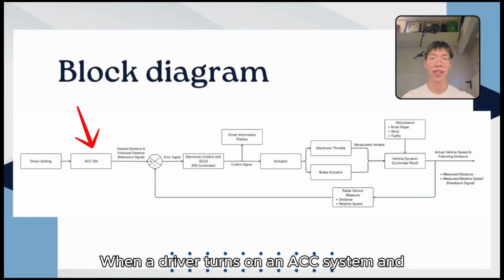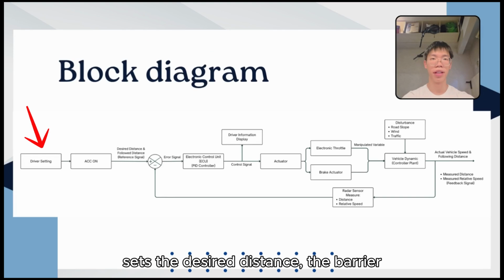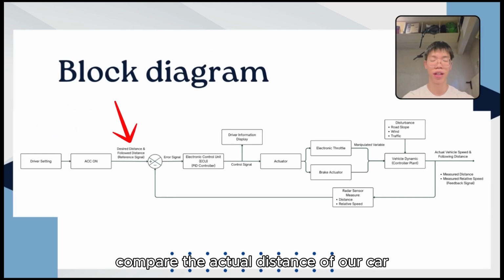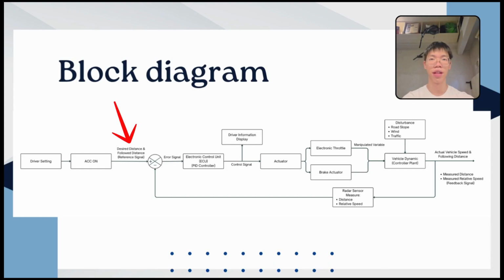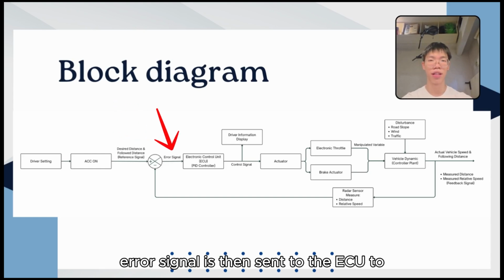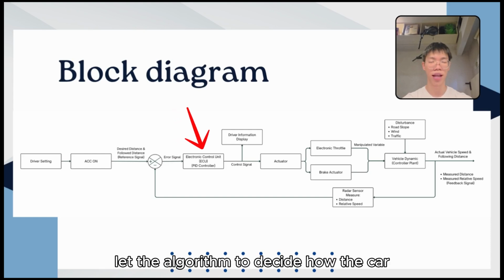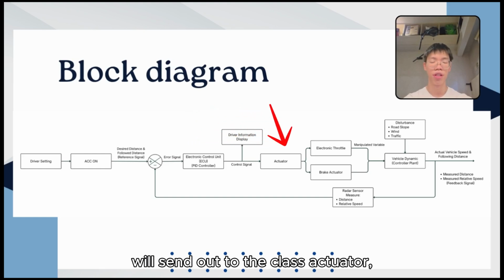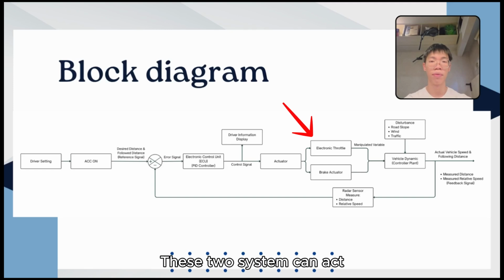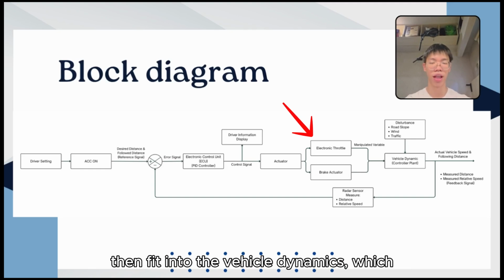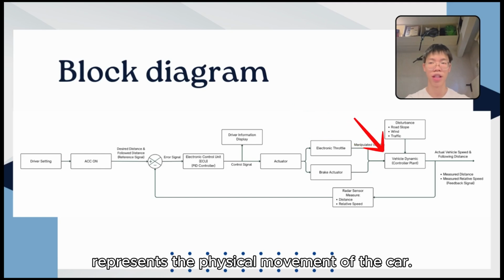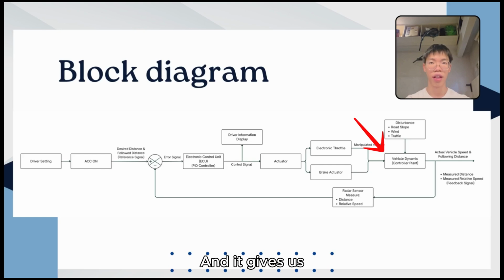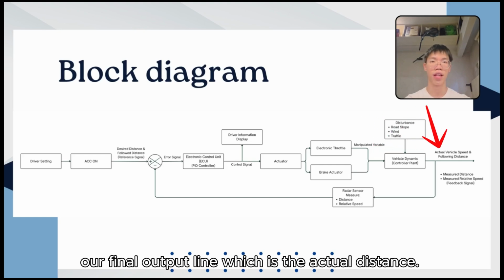When the driver turns on the ACC system and sets the desired distance, the value will be taken by the comparator to compare the actual distance of our car with the desired distance to calculate the real-time distance error signal. The error signal is then sent to the ECU to let the algorithm decide how the car should react. The ECU will send out to the car's actuator, which is either the brake or the throttle. These two systems can act independently depending on the current distance of our car with the car in front of us. The actuator output is then fed into the vehicle dynamics, which represents the physical movement of the car, and it gives us our final output, which is the actual distance.